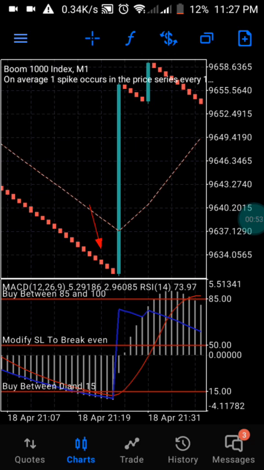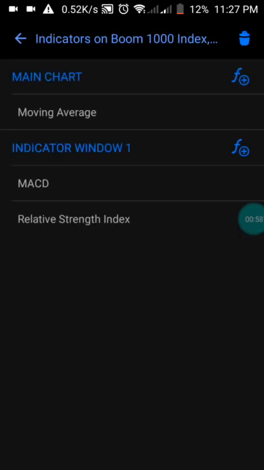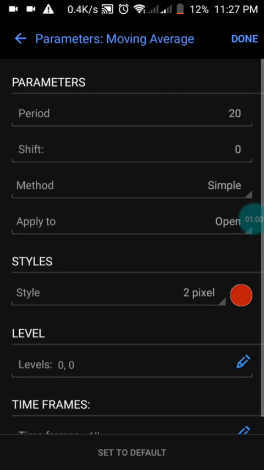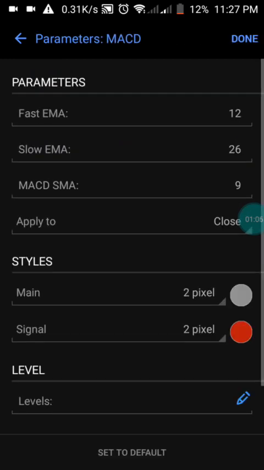So let me show you the settings of this indicator so that you guys can set it up on your system, on your phone. I have my moving average with a period of 20. You just screenshot it, then I press done. I don't want the video to be too long, just screenshot it. You see that I don't have any level.